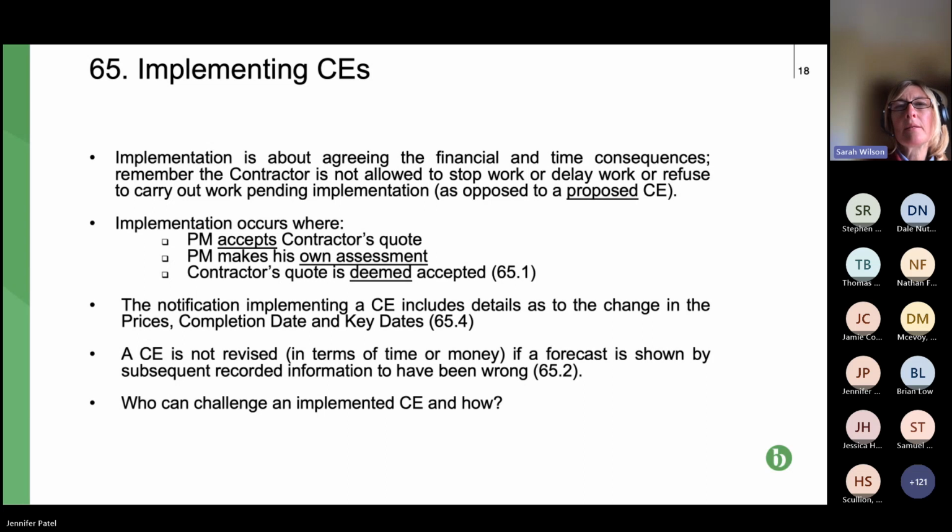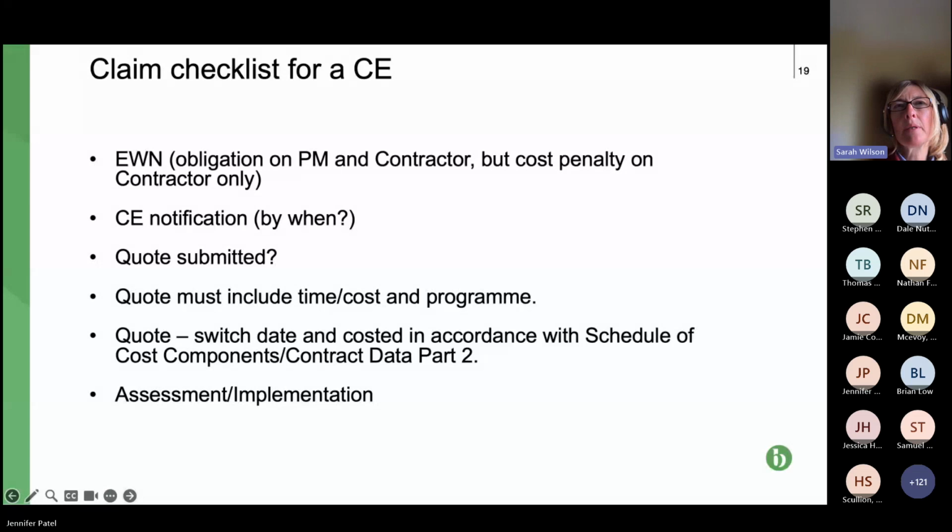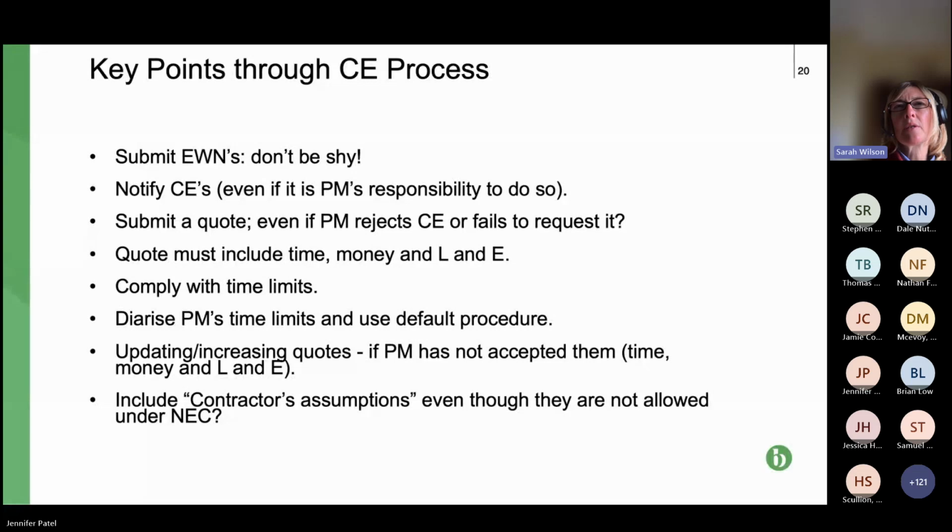So that's everything on that slide. So if we can move to the next slide, please. Okay, that's just a checklist, so we can move on from that. It's self-explanatory, taking account of what we've discussed, and just a sort of key points, again, self-explanatory.